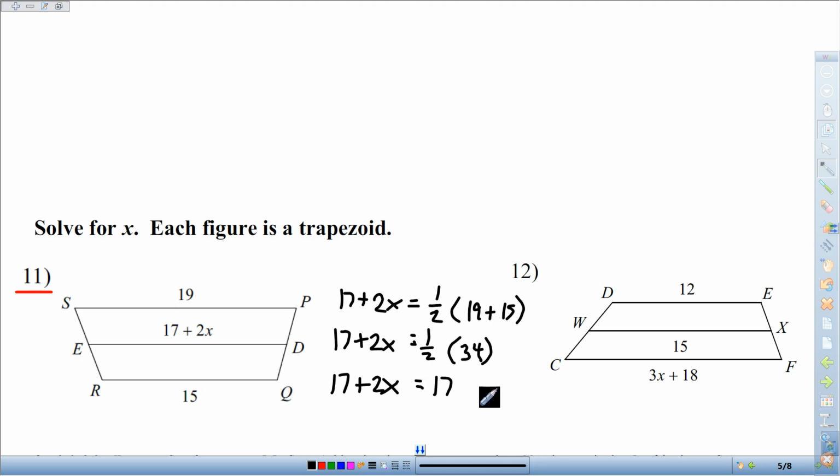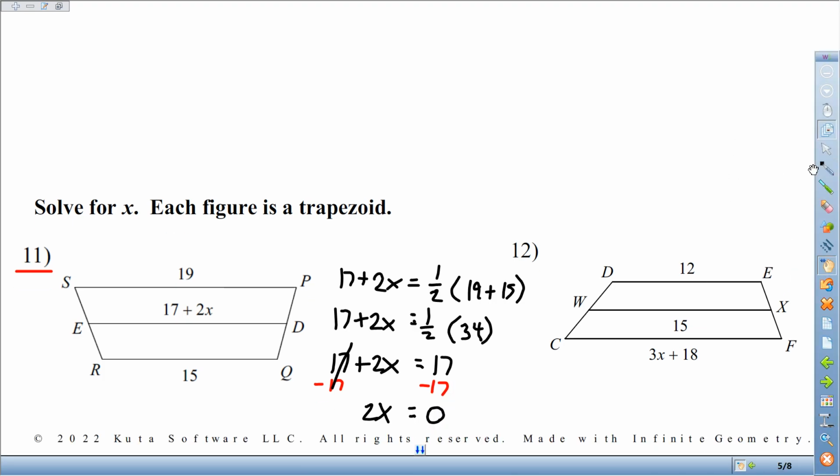And then from here, we're just solving for x. Remember, we've got to get rid of the 17 first by subtracting. Those are gone. We've got 2x equals 17 minus 17. 17 minus 17, we're getting a 0. And then last thing, dividing by 2. I'm just going to do it in my head. 0 divided by anything, we get x equals 0.